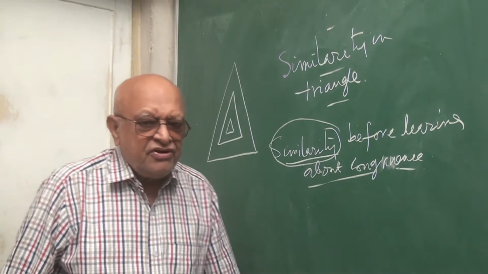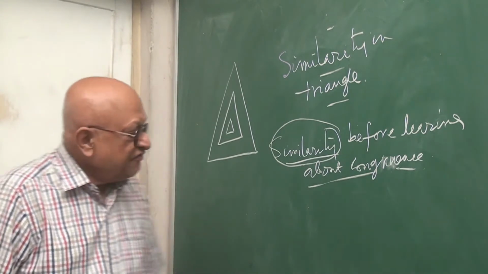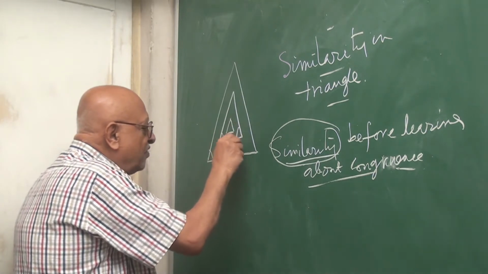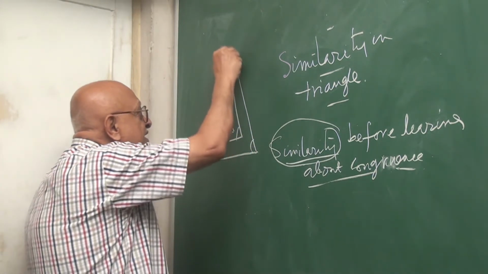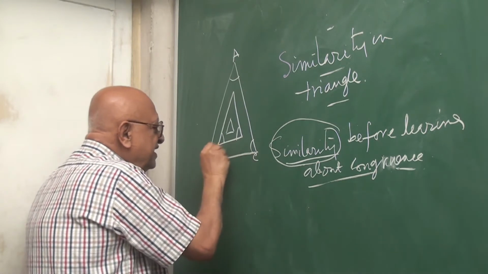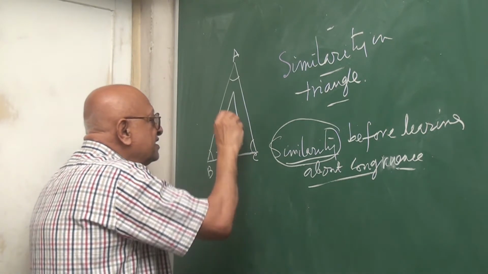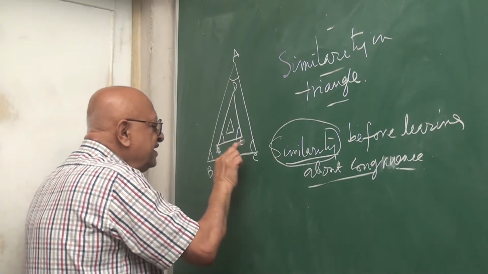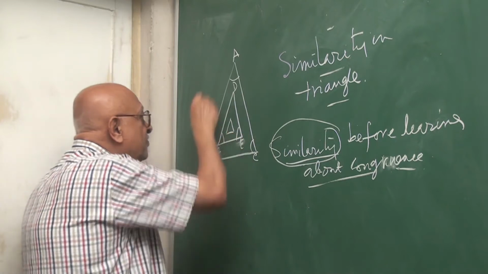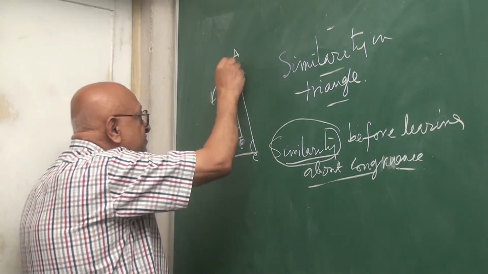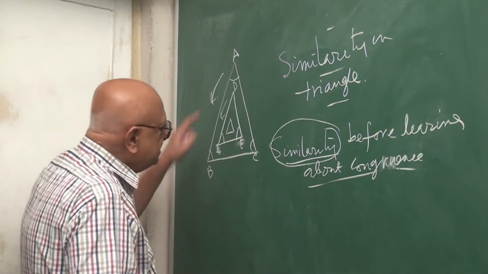What is the requirement of similarity in triangles? The first requirement is that all the angles should be equal. So let me write down A, B, C, and D, E, F. The convention should be followed: we always use the anti-clockwise direction to give this numbering.